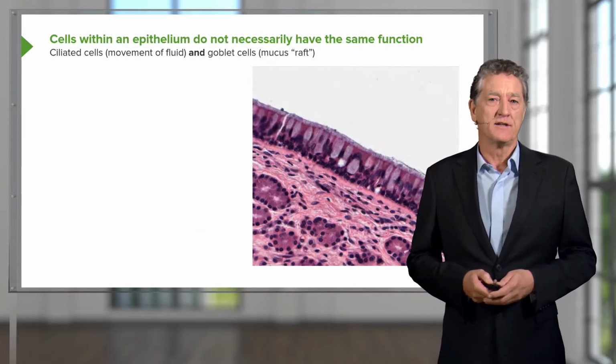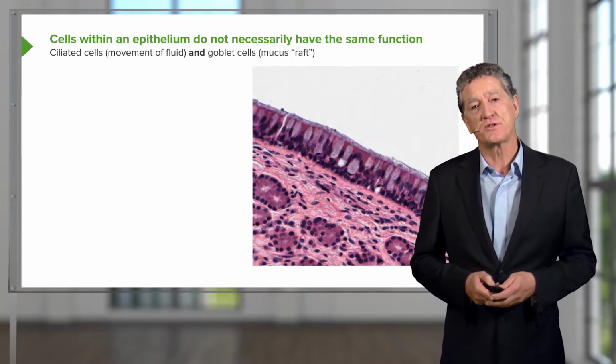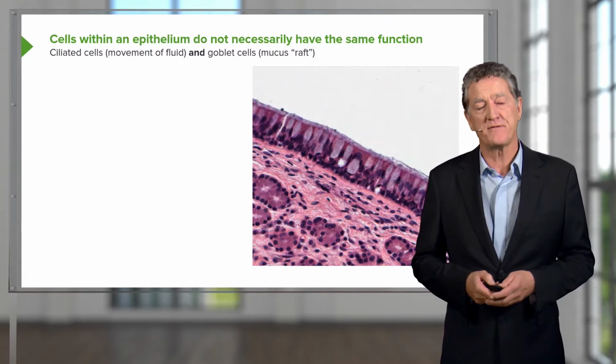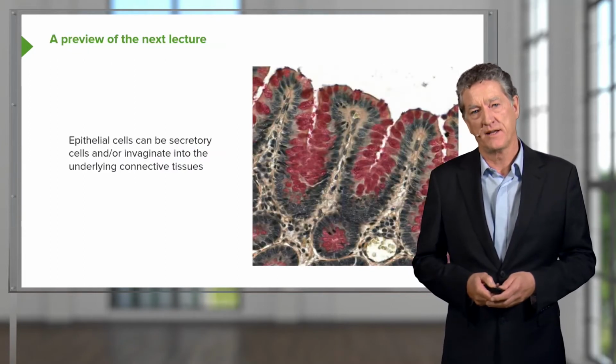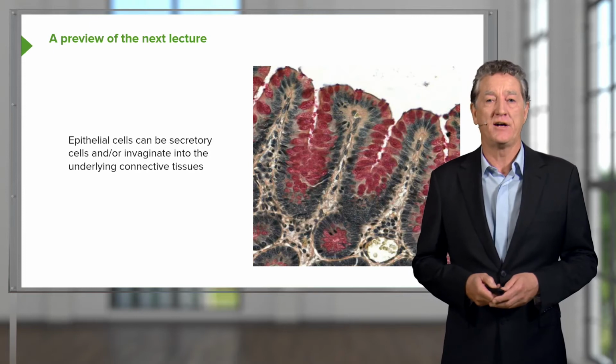I mentioned earlier that some epithelia contain a number of different sorts of cells, and these cells have different functions. Here is an example of where epithelial cells have invaginated or grown down under the surface into the underlying connective tissue or lamina propria. And these cells become very specialised to be secretory cells or be glandular tissue. And that's going to be the subject of a later lecture that I'm going to present for you.